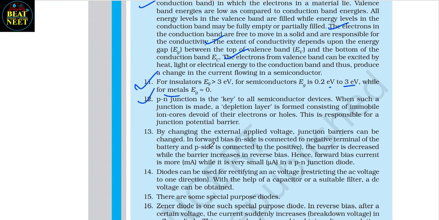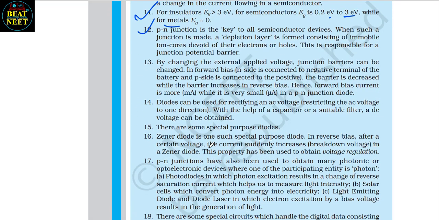Number 12, the PN junction is the key to all semiconductor devices. When such a junction is made, a depletion layer is formed consisting of immobile ion cores devoid of their electrons or holes. This is responsible for a junction potential barrier. Number 13, by changing the external applied voltage, the junction barrier can be changed.